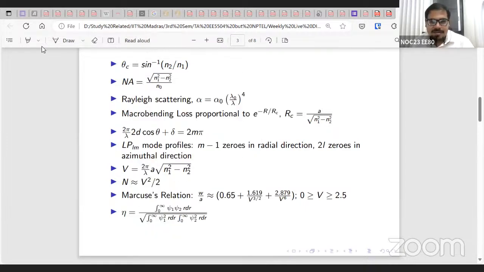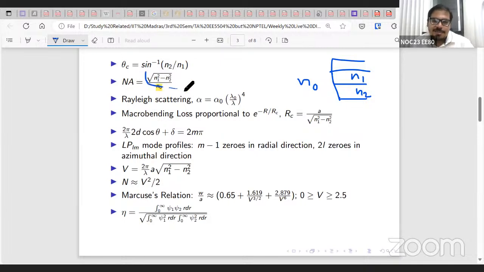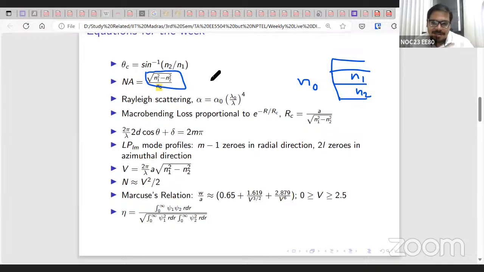This N naught is usually assumed to be like air. So N naught will be 1. So the numerical aperture expression you will usually see is only this upper part.